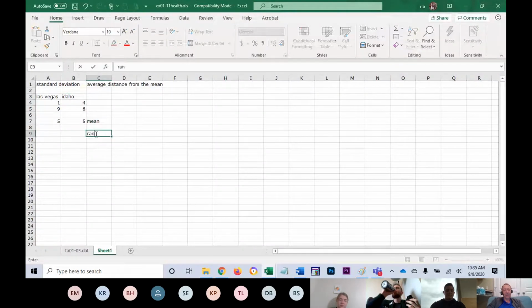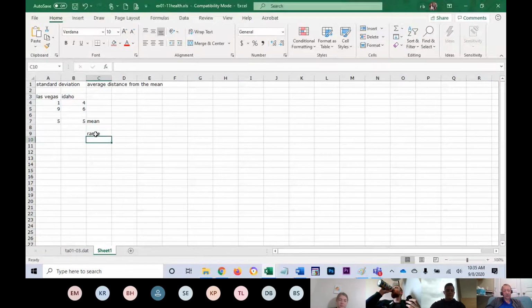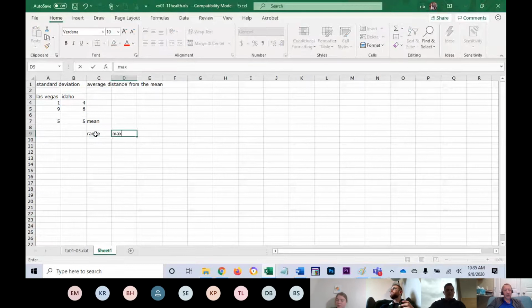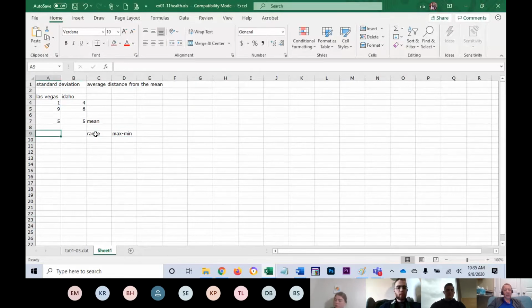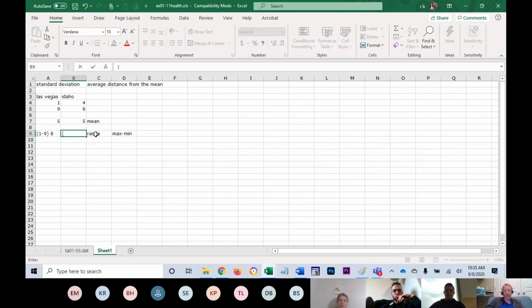So one way we could do this is we could do the range. Range, you could do max minus the minimum. On the test, we could say that there is a range of 1 to 9 ounces here, which is a range of 8. We could also say that the range in Idaho is a range of 4 to 6 ounces, which is a range of 2. So we can see that Idaho is more consistent.